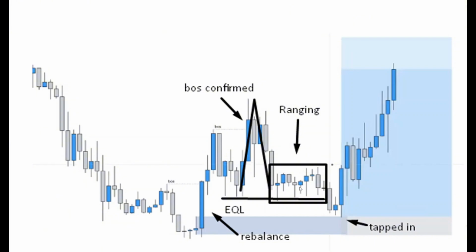We have equal lows, price came in and tapped into our order block, which we can refine on a lower time frame. But this is what we can be looking at, and then we can see price reacted from this order block, rebalanced bid of price, and then we can see the impulsive move to the upside from here.